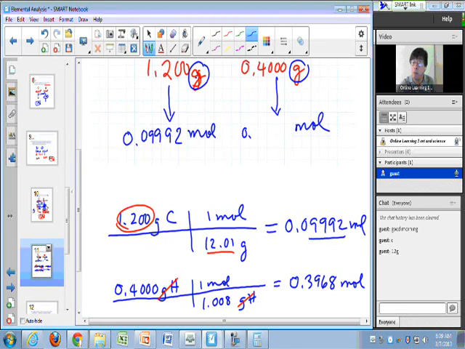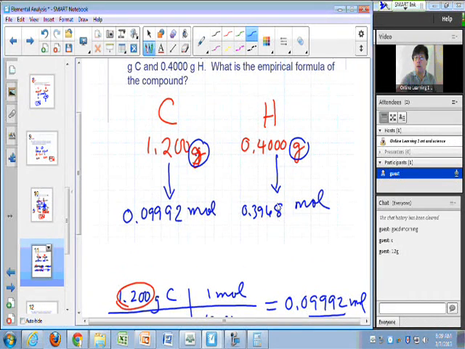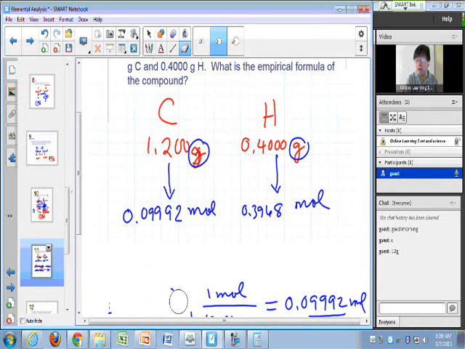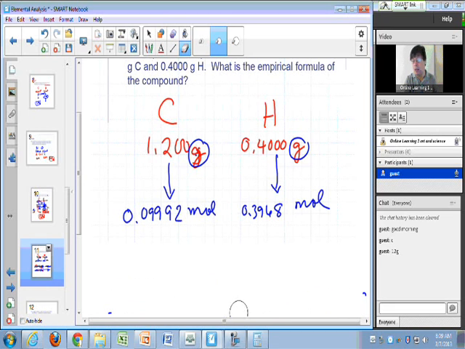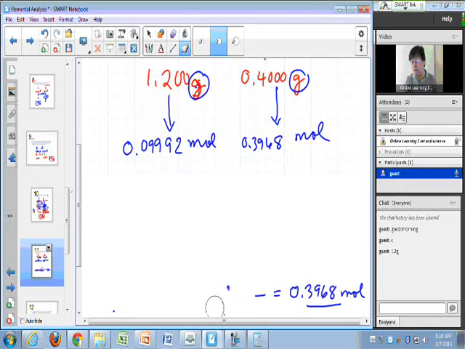Okay. So 0.3968 moles of hydrogen. It's 4 sig figs again, okay? So now that we have our mole-to-mole comparison, we can now determine the empirical formula. How do we do that? We divide by which number?